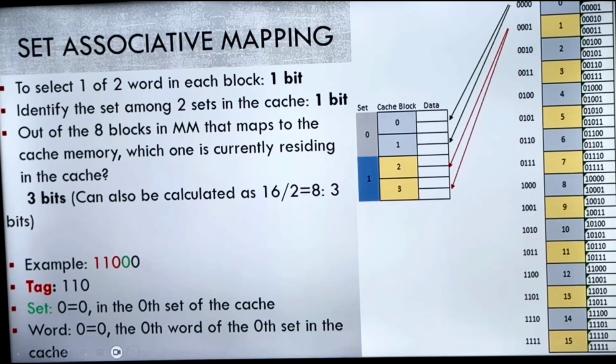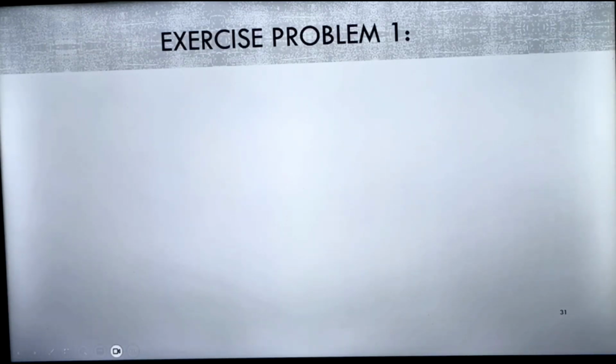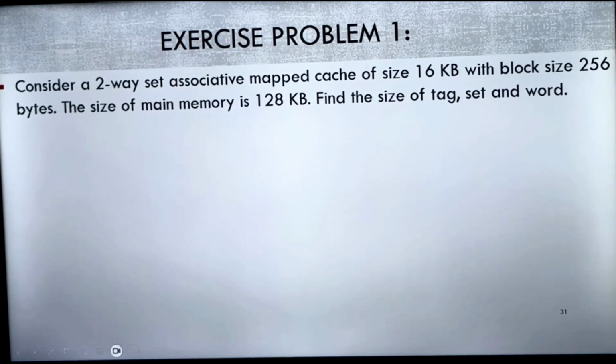I hope you understood. Now we have some interesting examples also. I'll solve those examples. It will be more clear for you about set associative mapping. Just read the question very carefully. What we have? Consider a two-way set associative mapping. So what is two-way set associative mapping? It means in each set we have two different blocks.